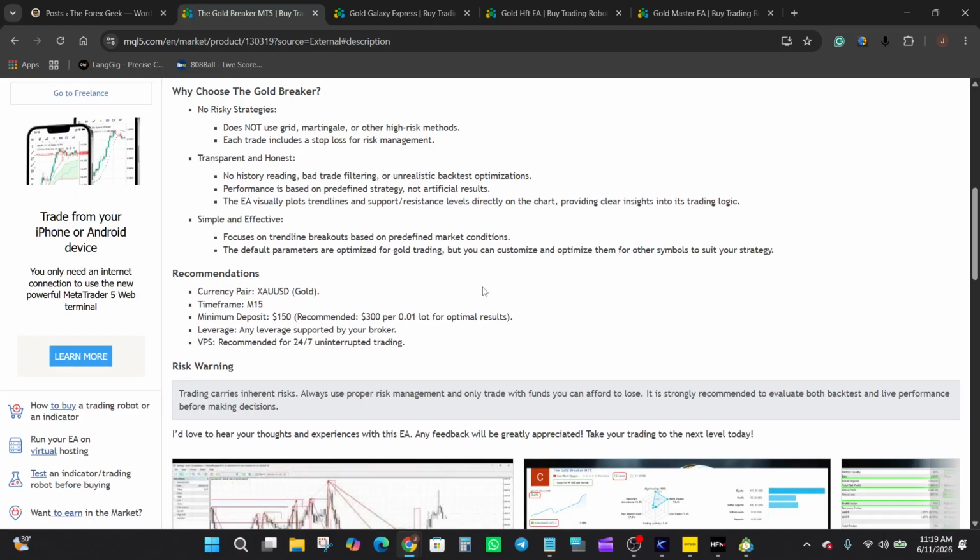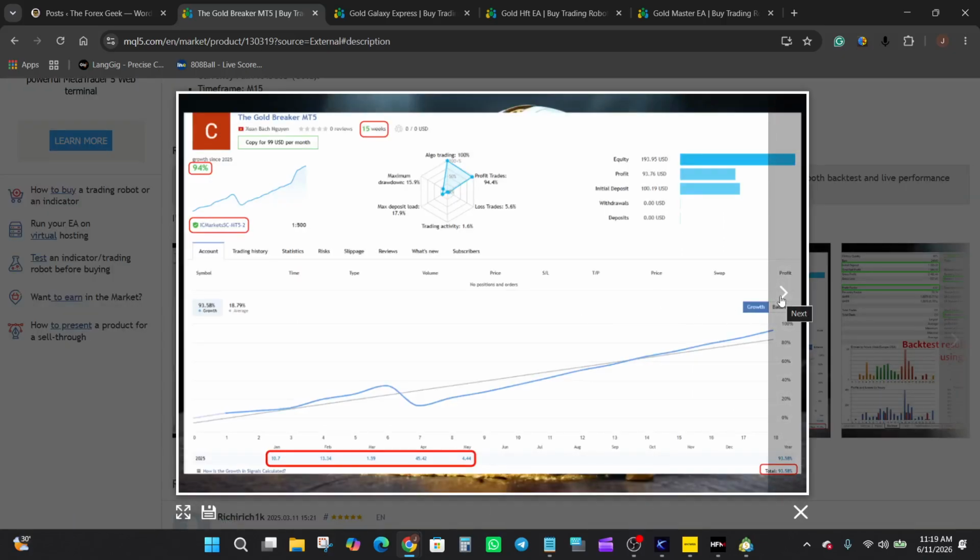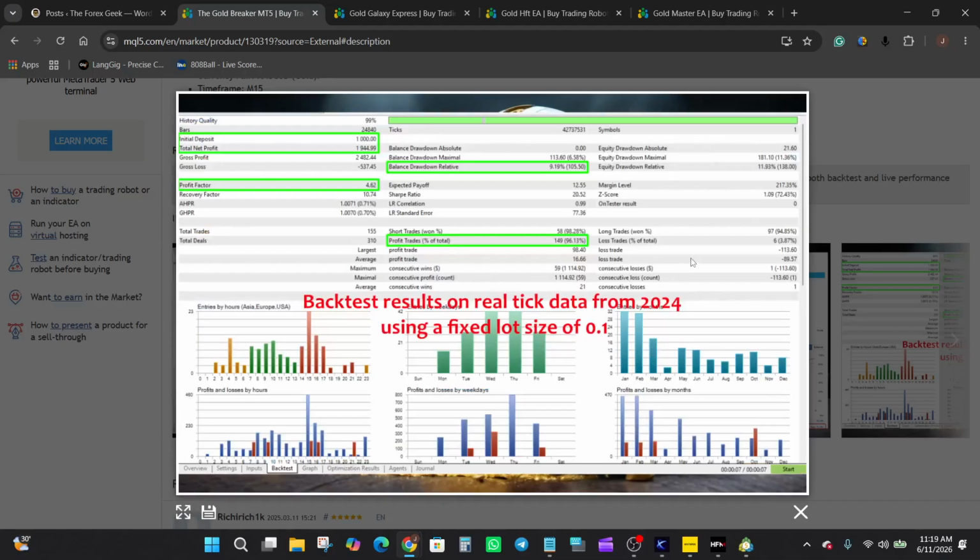Okay, so now moving into the backtest section, let us start by reviewing the provided results here on the MQL5 Marketplace page. Within 15 weeks, about 94% growth was recorded since 2025. And looking at the backtest results that we have here, we can see that from an initial deposit of $1,000, $1,944.99 was the total net profit.